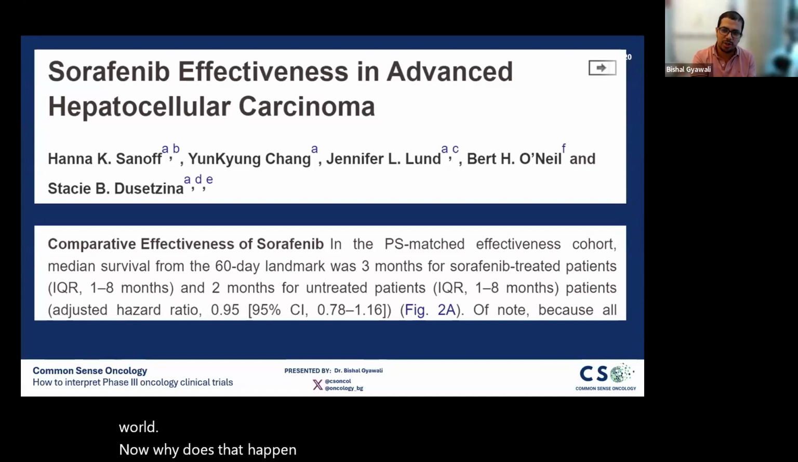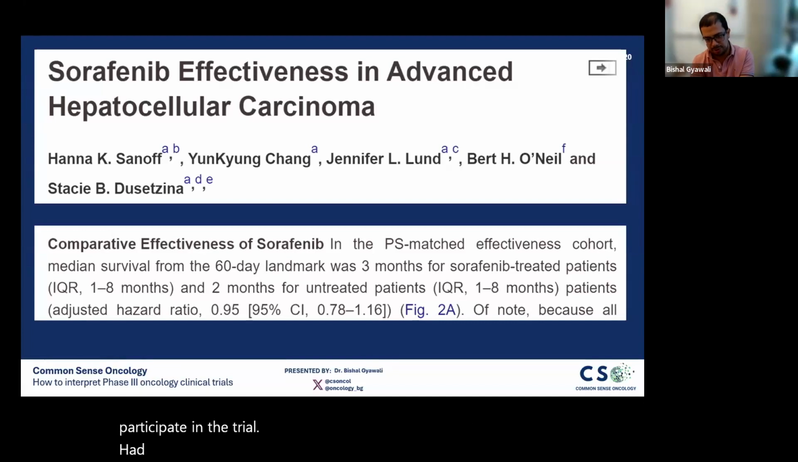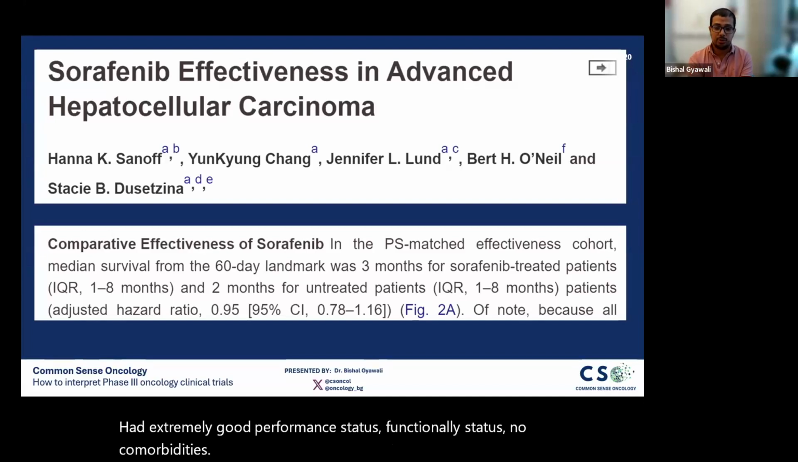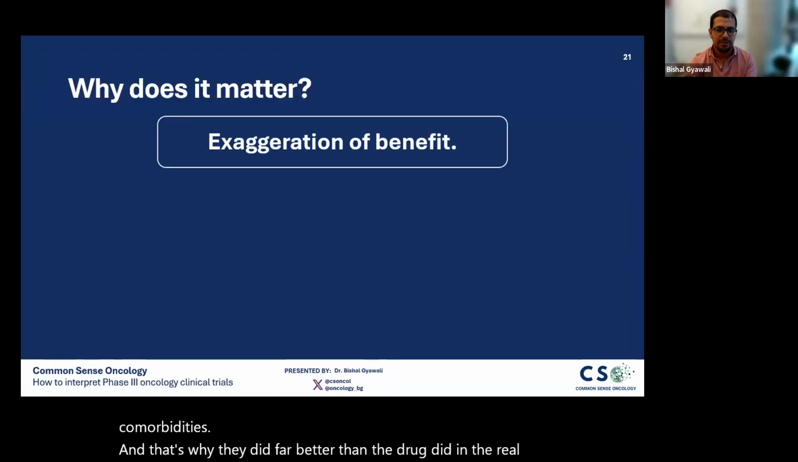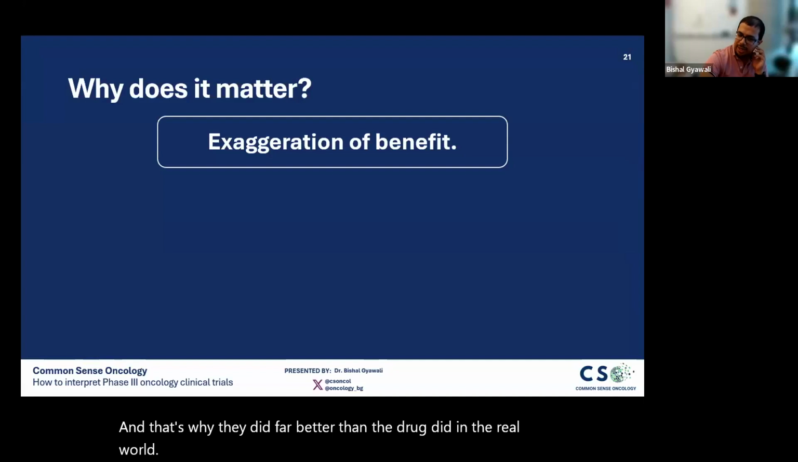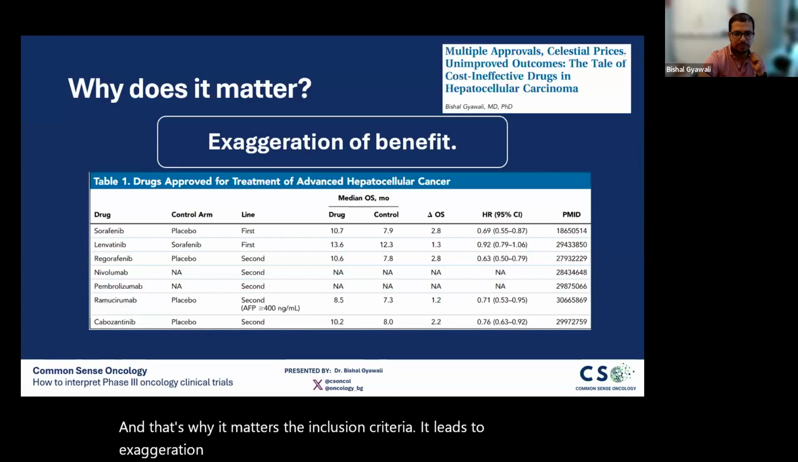Because the patients who got selected to participate in the trial had extremely good performance status, functional status, no comorbidities. And that's why they did far better than the drug did in the real world. And that's why it matters, the inclusion criteria. It leads to exaggeration of benefit.